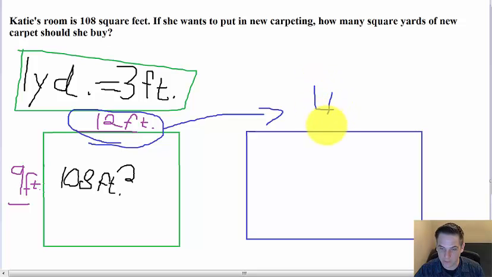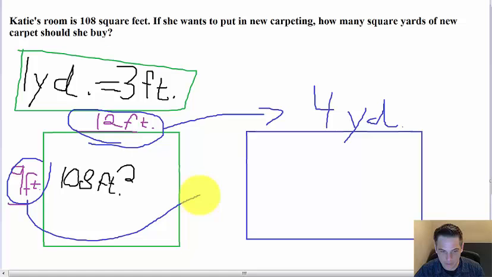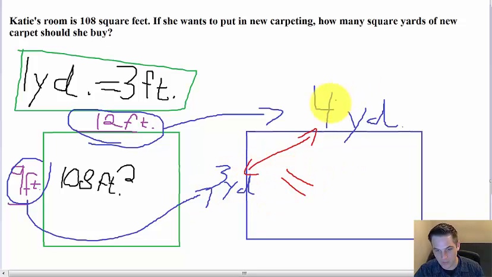So 12 divided by 3 is 4 yards. And 9 feet divided by 3 feet will give us 3 yards. And then we simply multiply these two numbers. 4 times 3, because again, it's still length times width. That will never change to find the final square yardage, square footage, square inchage. 4 times 3 is 12 yards squared. And that's it. Those are our 2 examples.